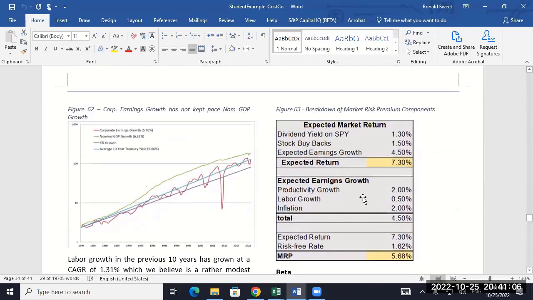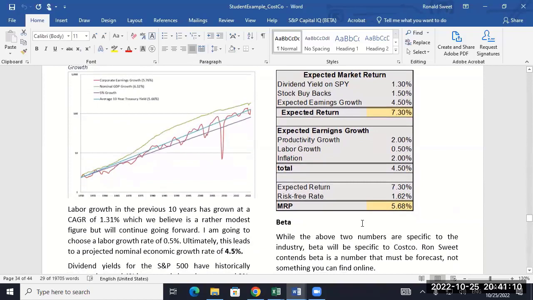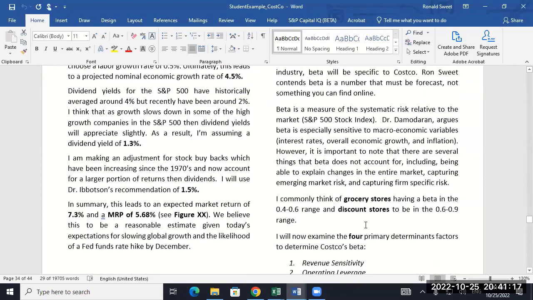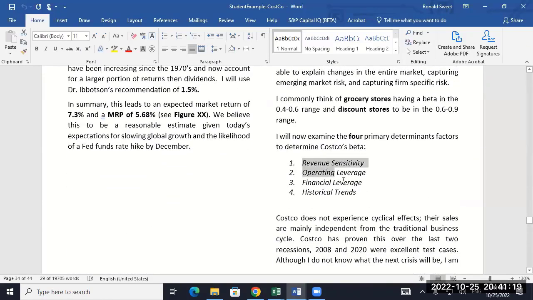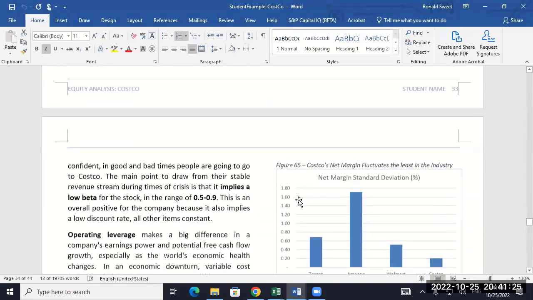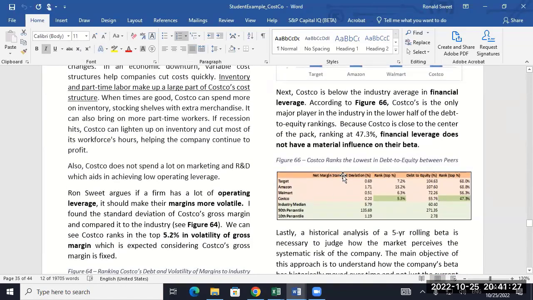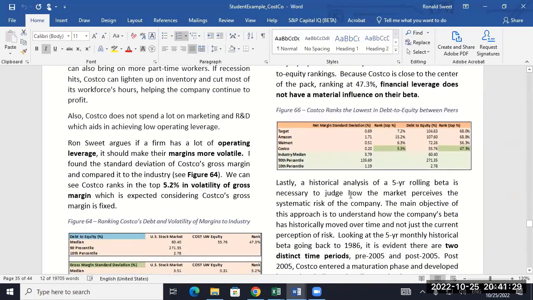Here he has a table that shows where he got his expected earnings growth and his implied market risk premium. So he's expecting stocks to make 7.3% minus the risk-free rate and uses 568. And on beta, that should look really familiar. Is it defensive or cyclical? I call that revenue sensitivity, operating leverage, financial leverage. He used the chart.